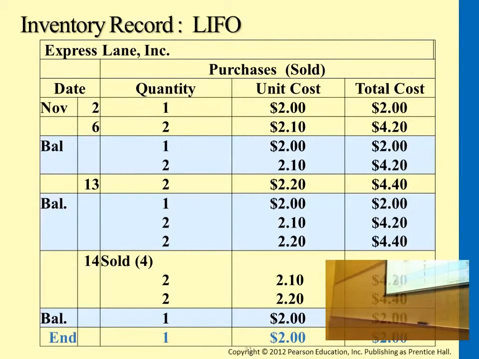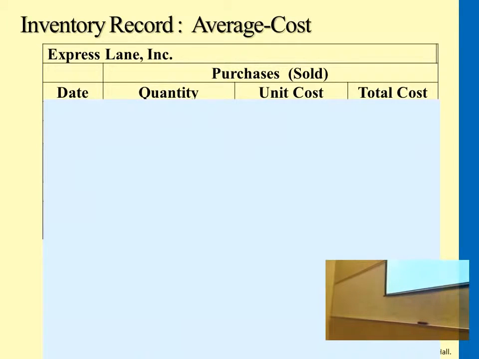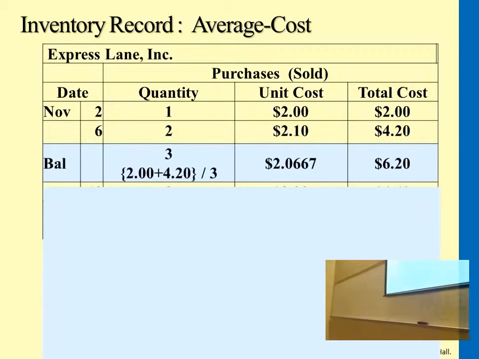All right, now the last one here, average cost. Again, average cost, the key point is that we want to average them out. Every time there's a new purchase transaction, you'll have to do this average process again. So beginning transaction, you have November 2nd, second transaction, November 6th. We want to find an average cost right after this second transaction.